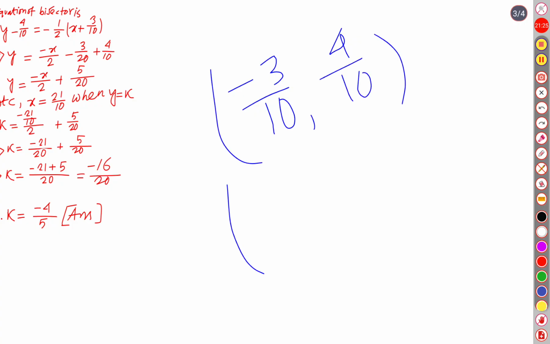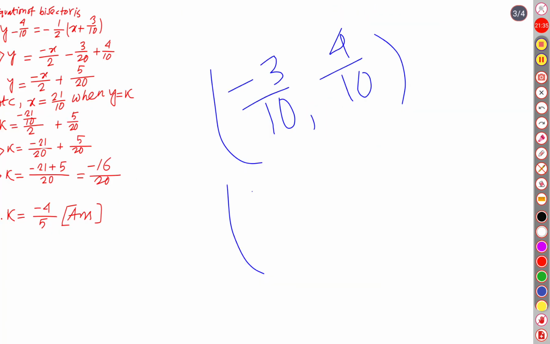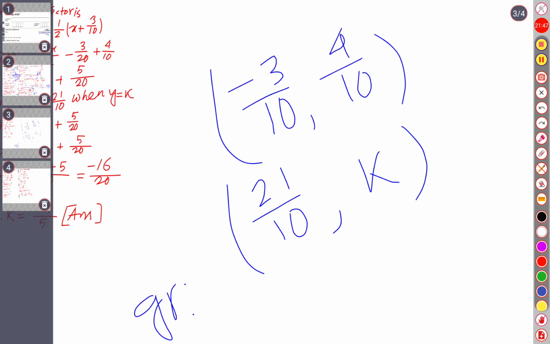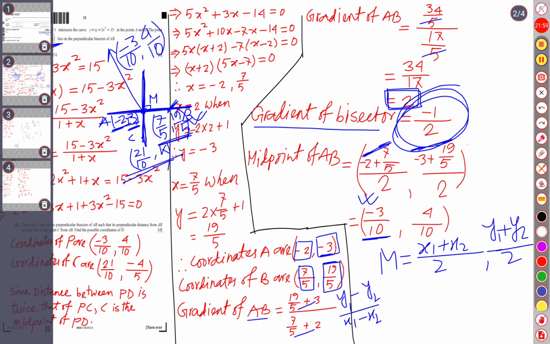Then the other coordinate is the coordinate of C. The coordinate of C is given in the book. It is 21 over 10 and K. So we got two coordinates as well as the gradient. The gradient we have got is negative half. I can show you from here: this is the gradient of the bisector, negative half. So we have got all these three pieces of information.